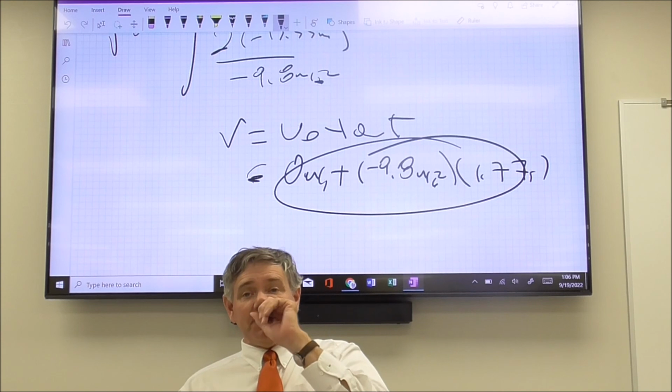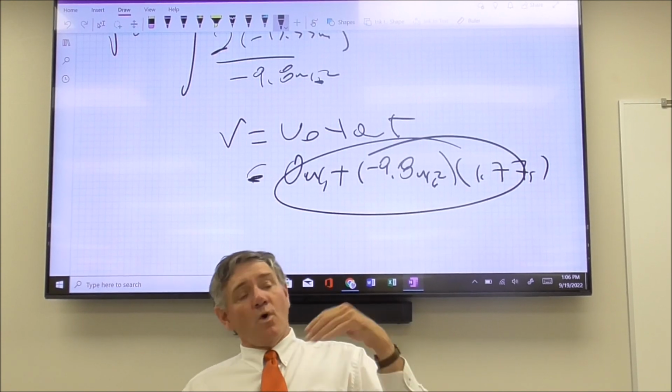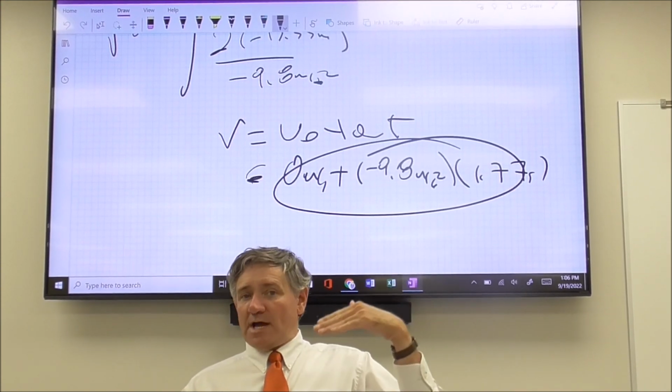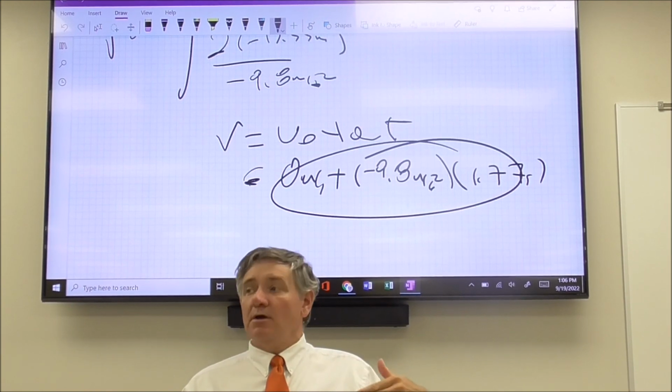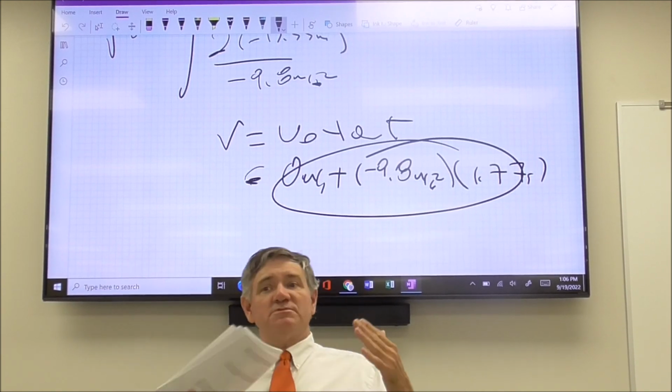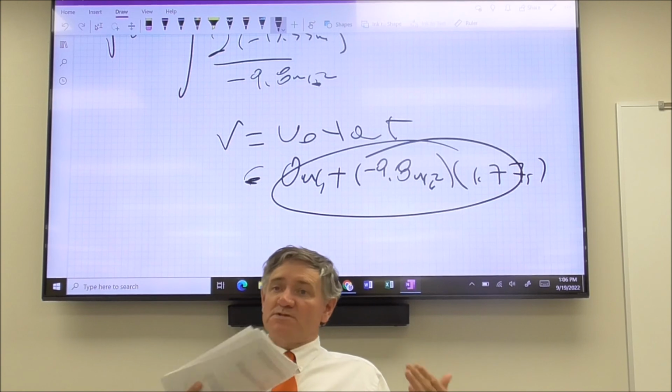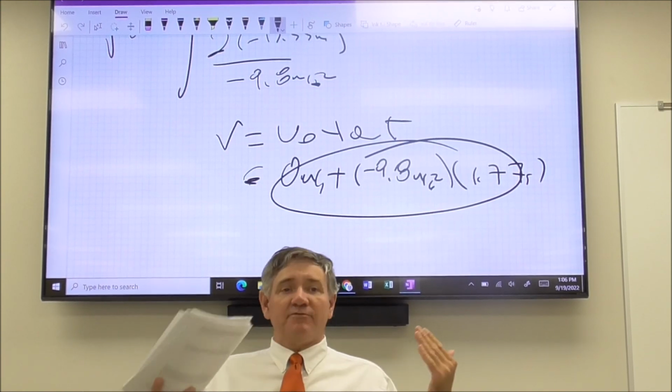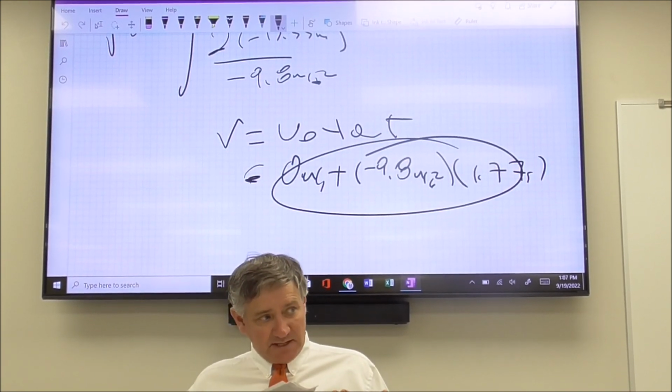Also, be able to think through different situations. What happens when something is speeding up? What happens when something's slowing down? Be able to think that through in terms of what your velocity vectors are doing. What's that going to look like on a position time graph? What's that going to look like on a velocity time graph?